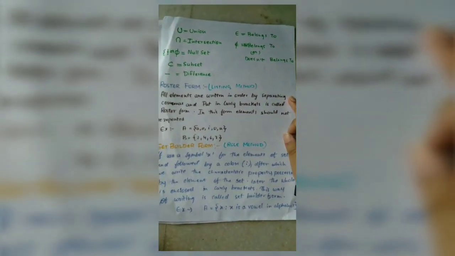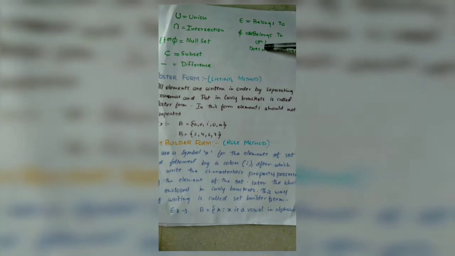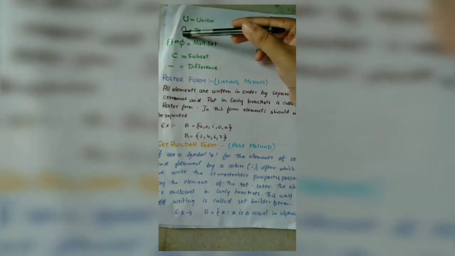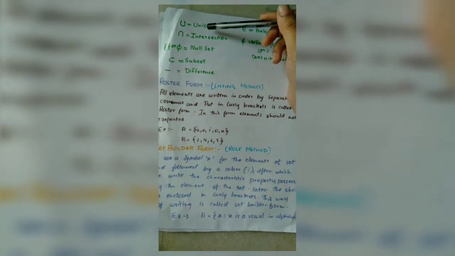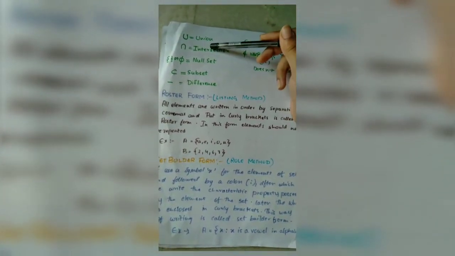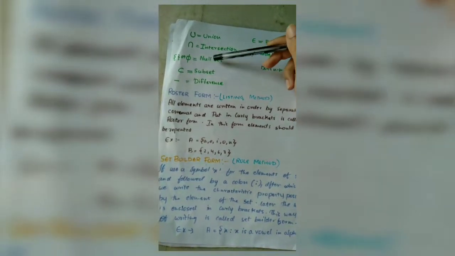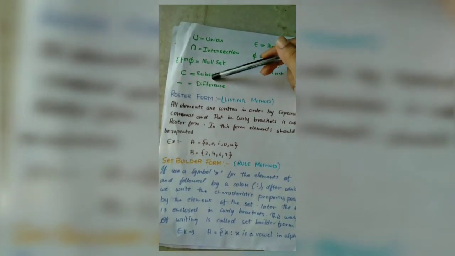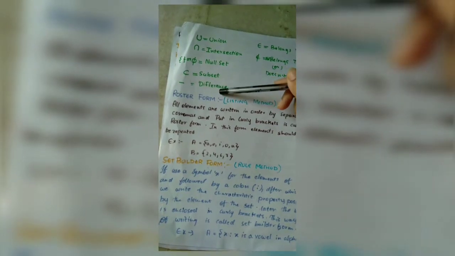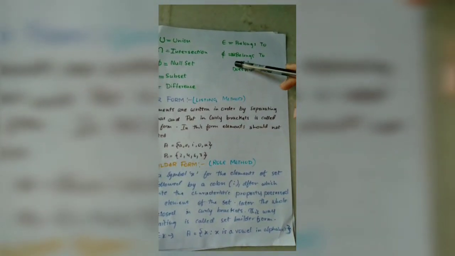Look here. Now, these are a few operations in sets which are very important. They are pronounced like this: this operation is pronounced as union, this is intersection, this is null set, this is subset, this is difference, this is belongs to, and this is does not belong to.